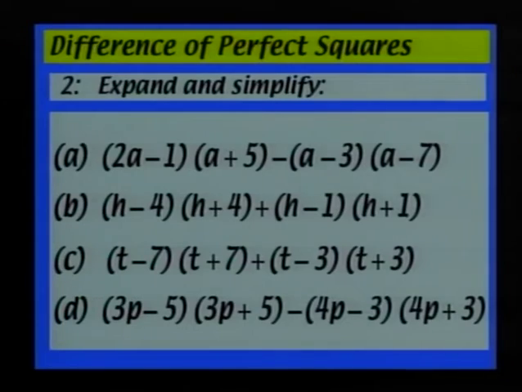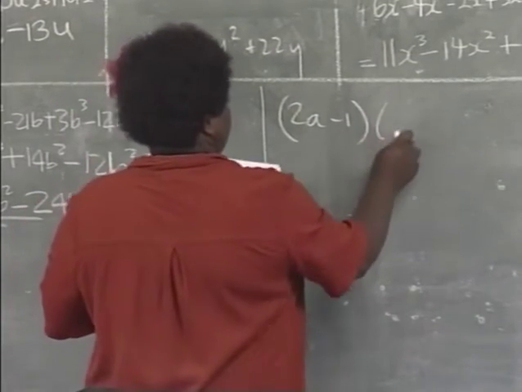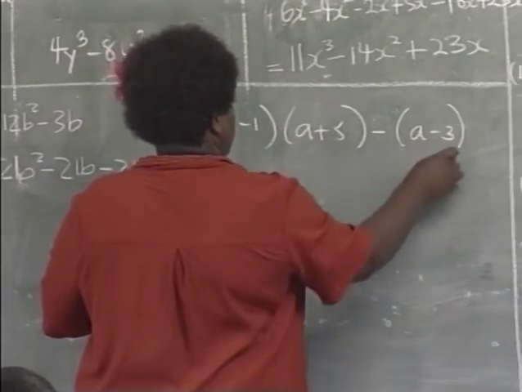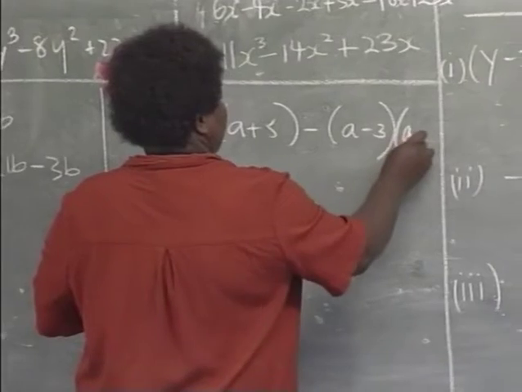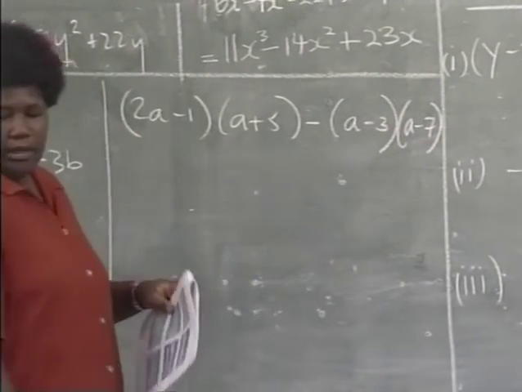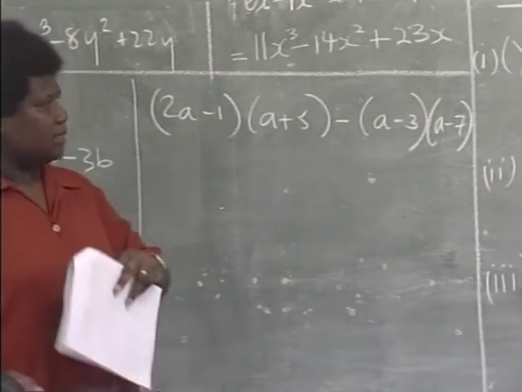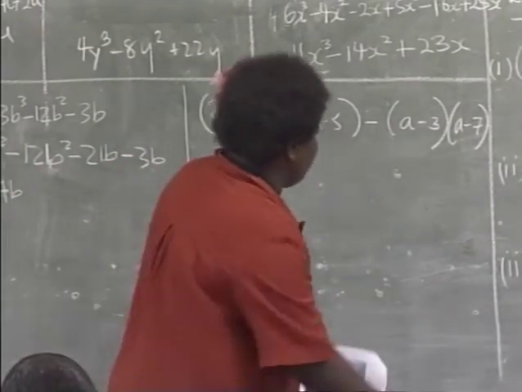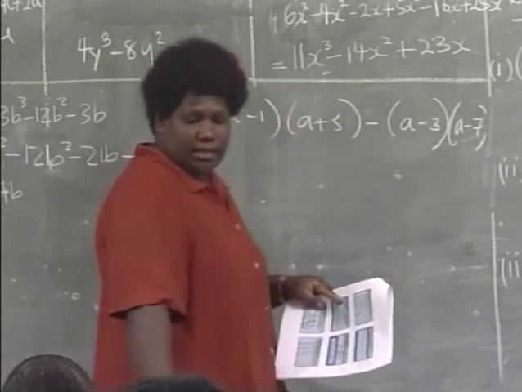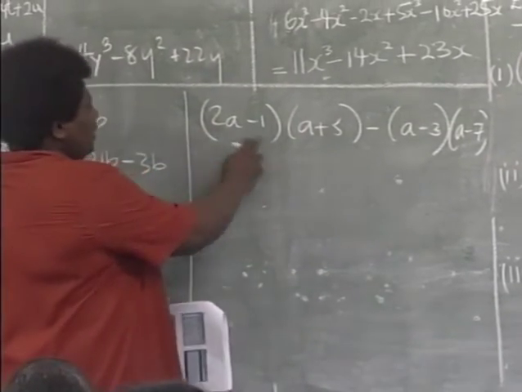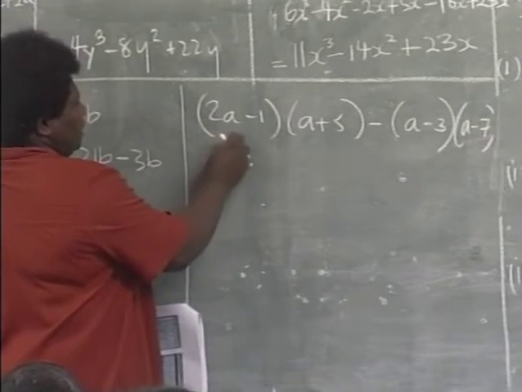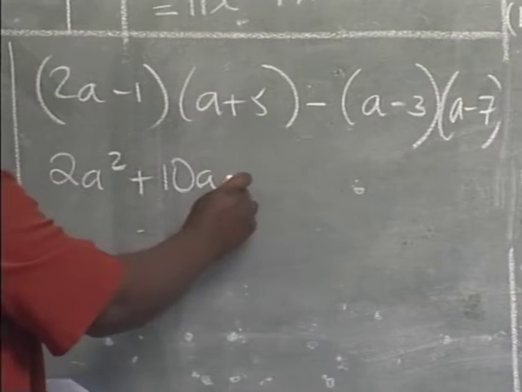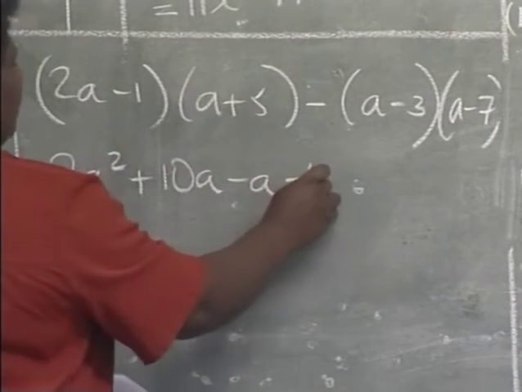All right, 2a minus 1 times a plus 5 minus a minus 3 times a minus 7. I didn't realize this is supposed to be based on today's lesson, but I'll explain it and see if Jake's answer is correct. 2a times a is 2a squared. 2a times 5 is 10a. Minus 1 times a is minus a. Minus 1 times 5 is minus 5.